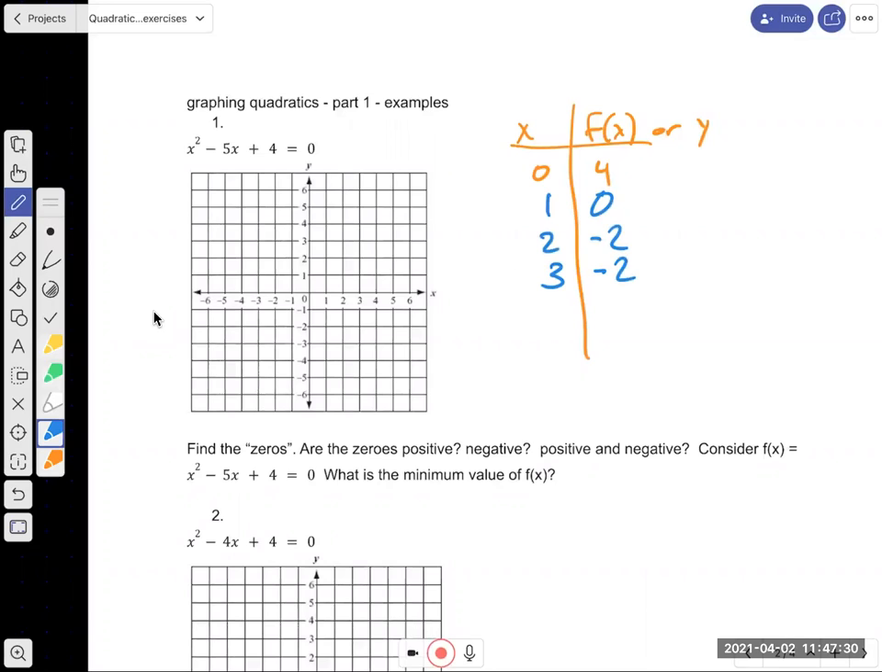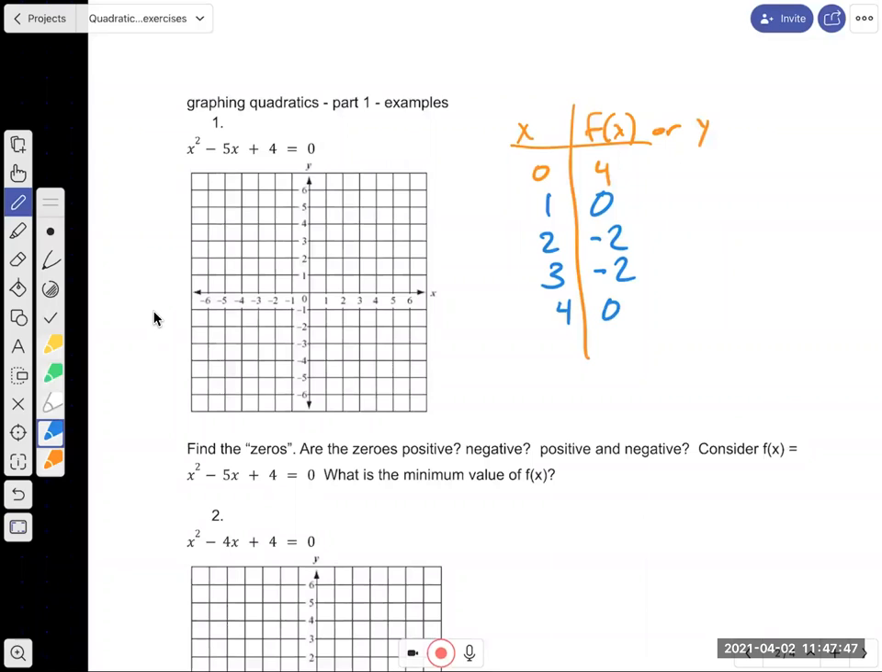Okay, so that's interesting. And if I put in a 4, if you look at this, what do you expect to get out? Hopefully after a while, you'll look at this and say, oh, if I put in a 4, I should get out a 0. Let's see if that's true. Okay, so 4 is 16 minus 20 is minus 4 plus 4 is also 0.